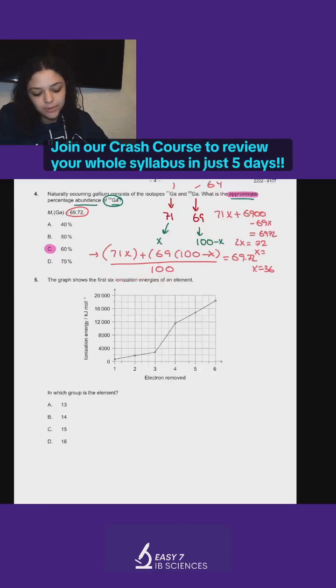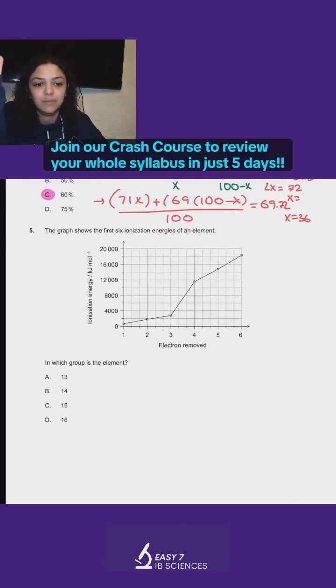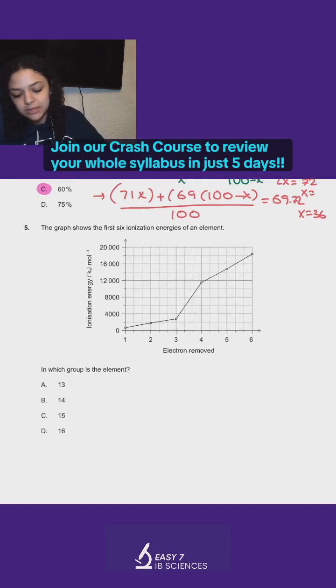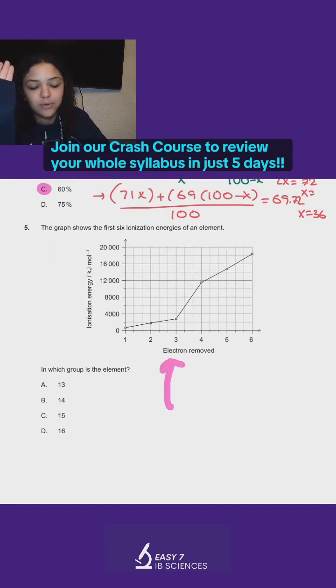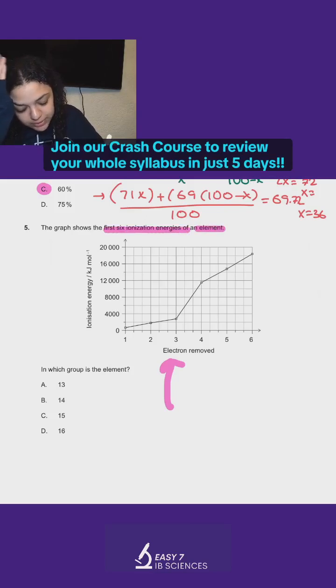All right. Moving on to the next question. This is a very common question as well, I would say, because a lot of teachers don't show students this graph, but it's so simple. Someone already answered it, and I'm proud of whoever already answered it. It says the graph shows the first 6 ionization energies of an element. In which group is this element?